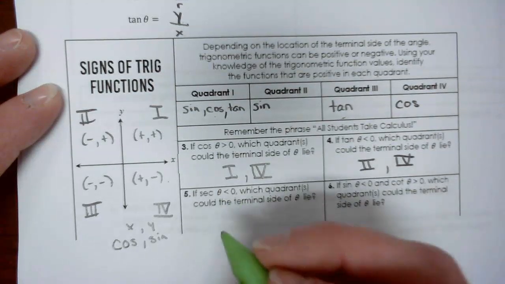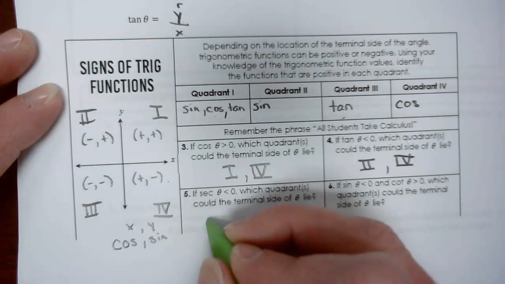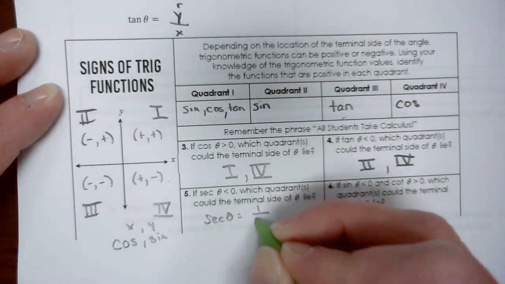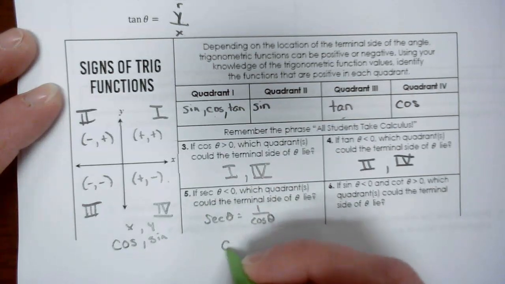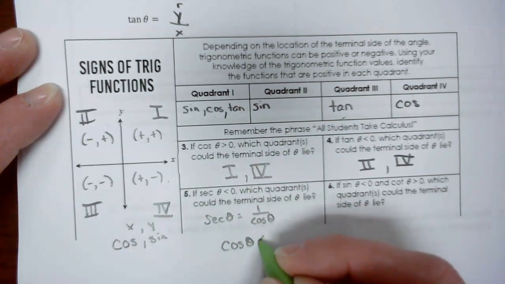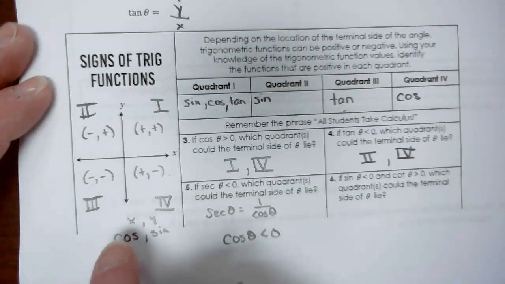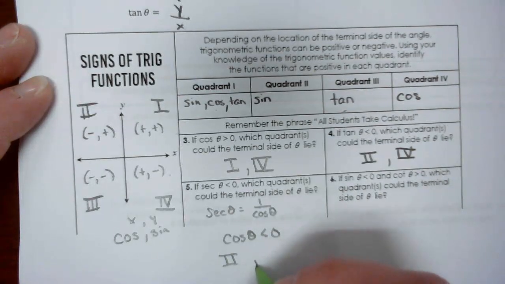Secant is negative. Well, let's remember, secant was the reciprocal of cosine. So secant is the same as 1 over cosine. It's the reciprocal of cosine. We would have flipped it. So if secant is negative, that means cosine would also be negative. So which quadrants would cosine be negative? Well, cosine goes with the x's, so that'd be 2 and 3.